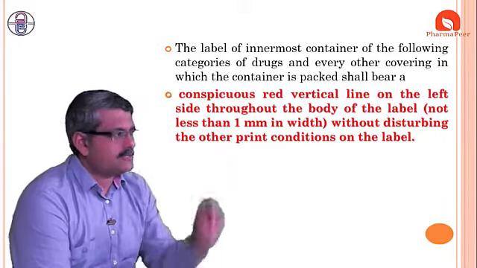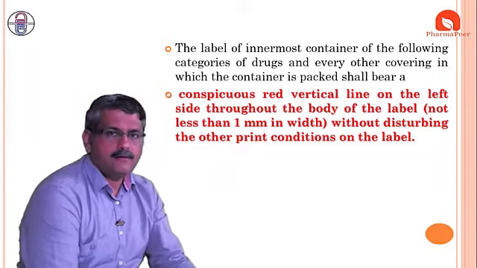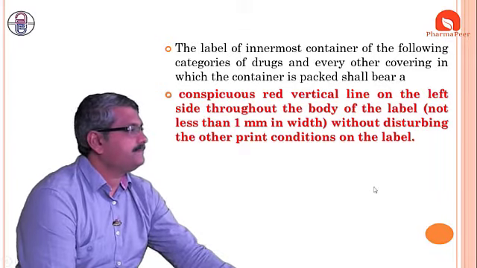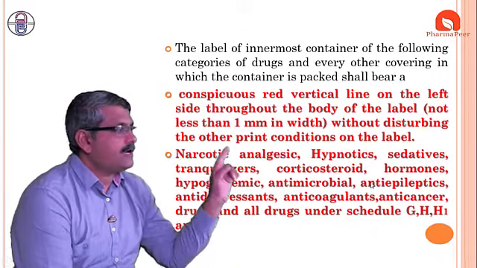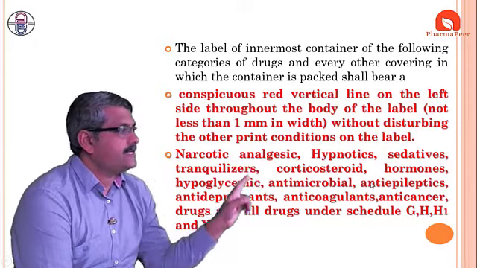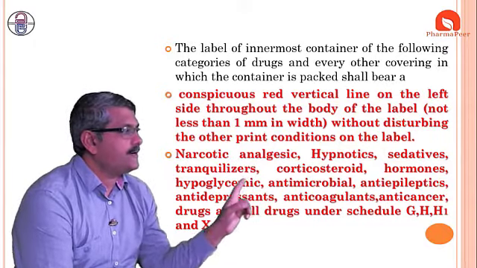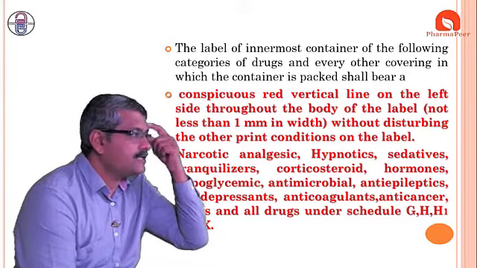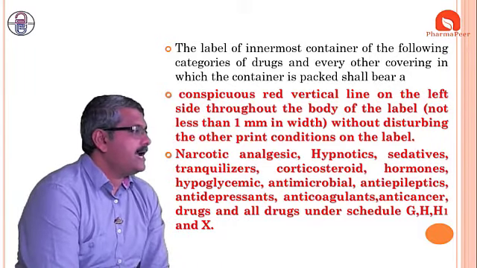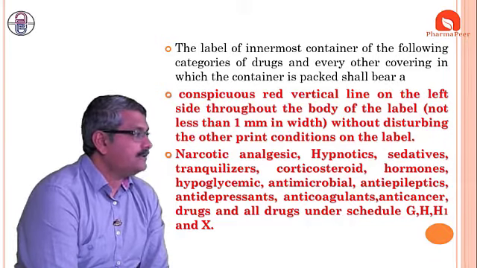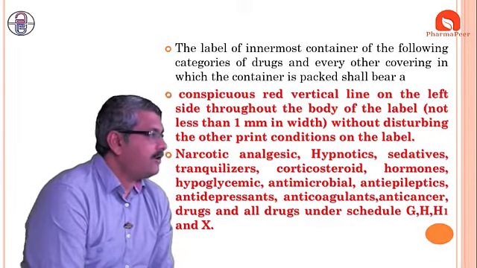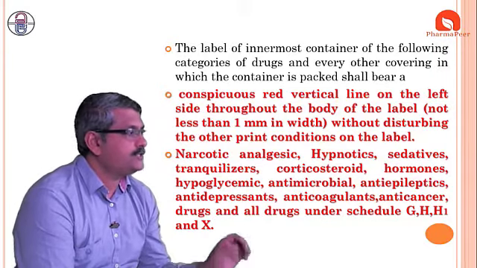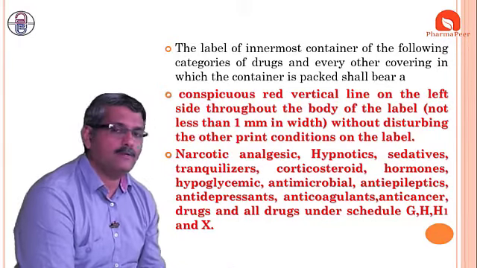So which class of drugs are observed to carry such a line? These are narcotic, analgesic, hypnotic, sedatives, tranquilizer, corticosteroids, some hormones, some hypoglycemic agents, some antimicrobial agents, some antiepileptic drugs, antidepressant, anticoagulant, anti-cancer drugs, and all the drugs which are covered under Schedule G, Schedule H, Schedule H1, and Schedule X.